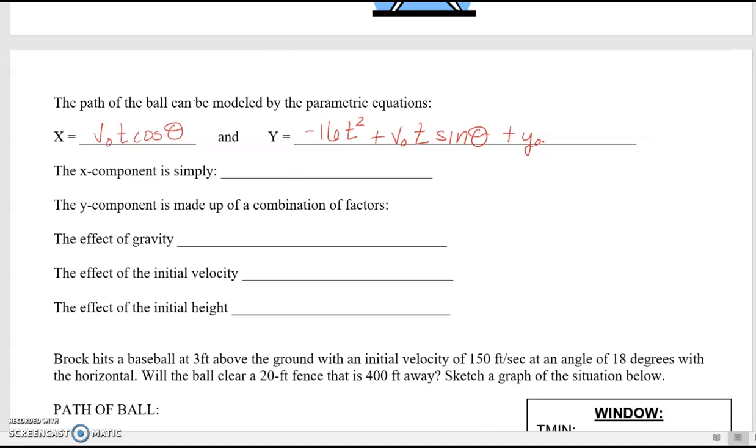The x component, actually what I'm going to do is take a moment and pause the video and fill out these spaces, so read through them. Okay, now you can see what everything is representing: the x component, the effective gravity, the effective initial velocity, and the effective initial height. If you need a moment, pause the video so you can understand that information.